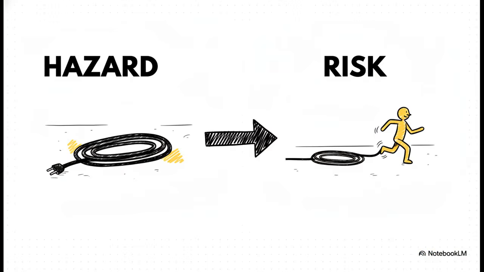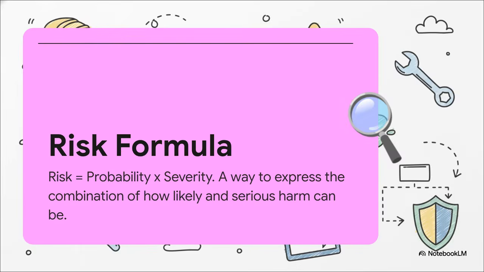Okay, this is probably the most important distinction in all of safety, and honestly, it's where a lot of people get tangled up. A hazard is just something with the potential to cause harm. See that trailing cable? It's just sitting there. It's passive. The risk, on the other hand, is the active part. It's the likelihood that someone's going to interact with that hazard and get hurt, and how bad is it going to be? So, the cable is the hazard. The risk is the trip and the potential broken wrist.